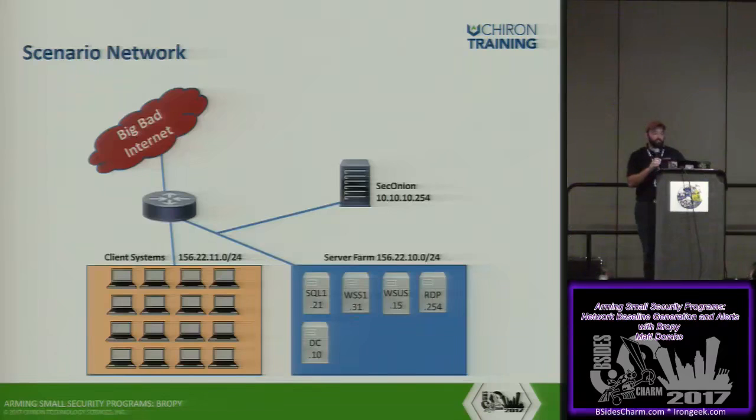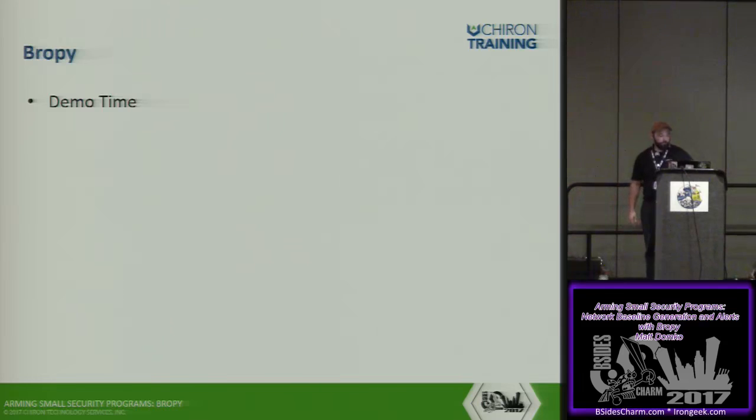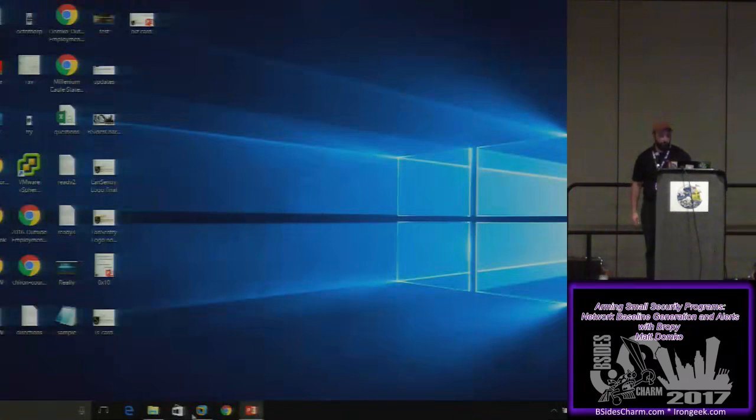As far as my scenario network goes, hopefully my Onion will come back up. But I built this network with a couple hundred systems, a couple servers, SQL Server, SharePoint Server, WSUS, RDP, and a DC. And I was like, I'm going to baseline all of this stuff in an hour. The goal was to be able to get a list of every single port and protocol that I was actually using in less than an hour. So that's what Bropy does.